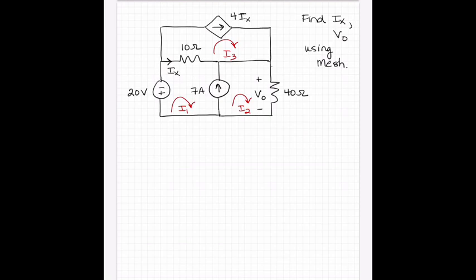Okay, so let's start with what we know. I3 is equal to 4 times Ix. The 7 amp source is shared between two meshes. So I2 flows in the direction of the source, I1 flows against. So we'll have that I2 minus I1 is equal to 7.